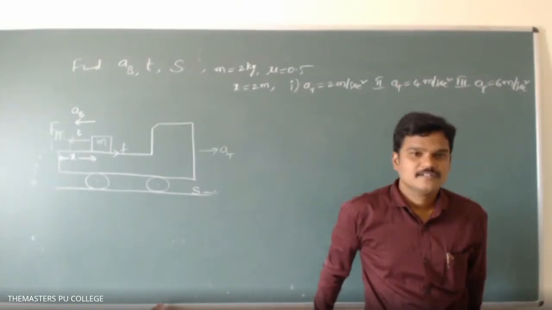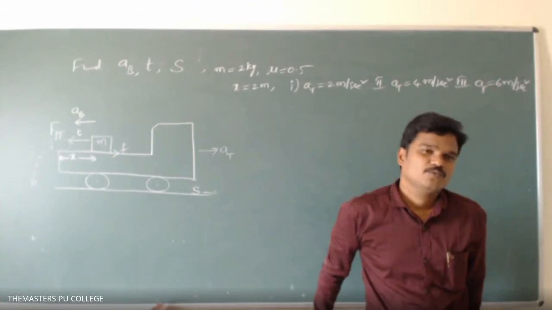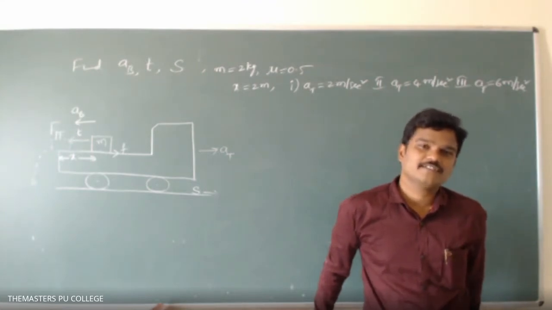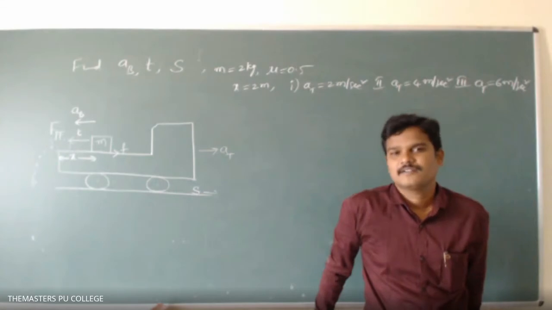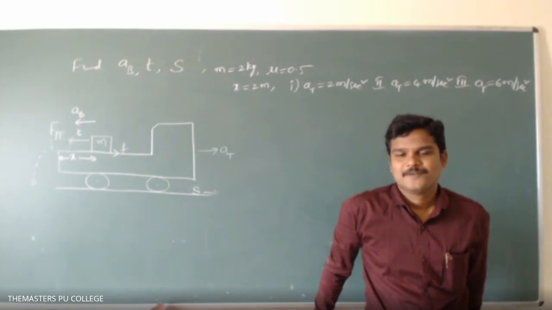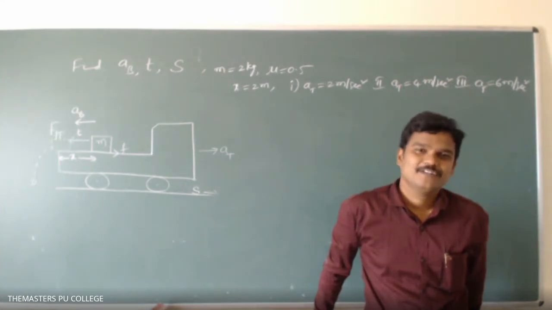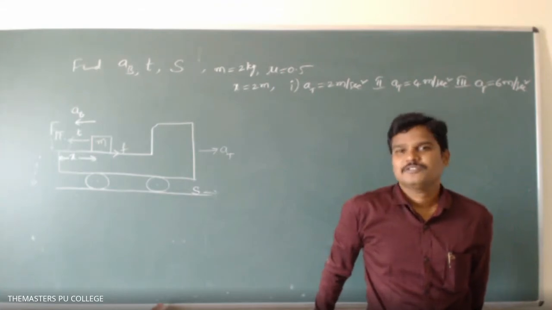Okay. That means, will the block move if the truck moves with an acceleration of 2 meter per second square? Tell me, will the block move or is the block at rest? It never moves. Verify for 4 meter per second square. Again, it never moves. If it never moves, there is no need to find out the t value. There is no need to find out the s value.